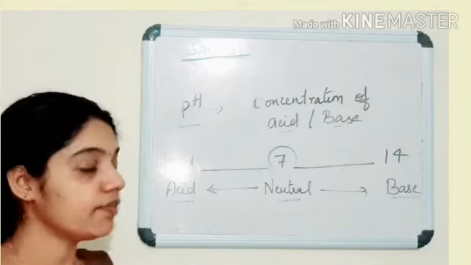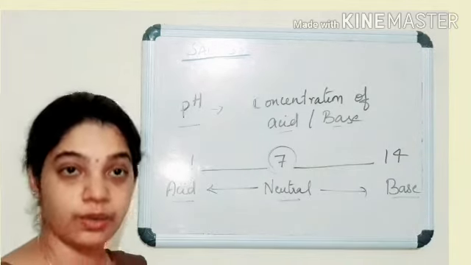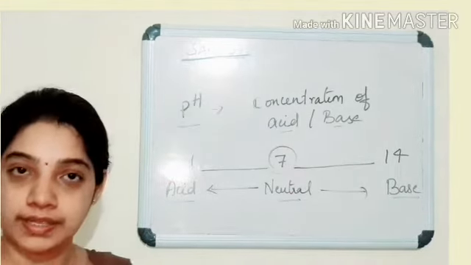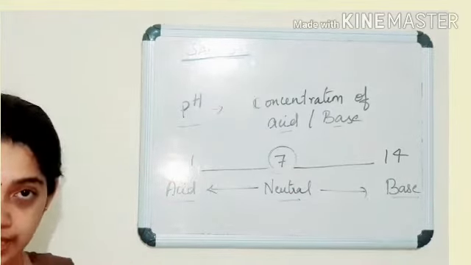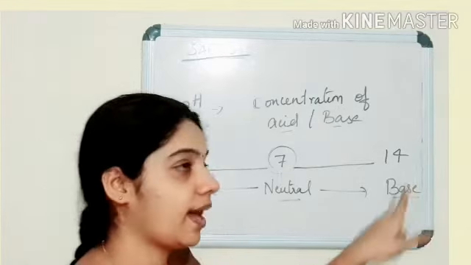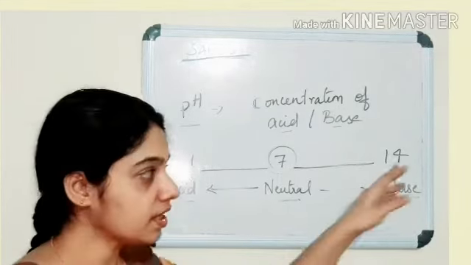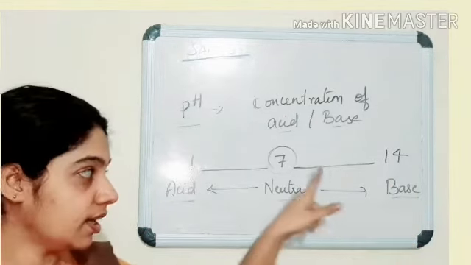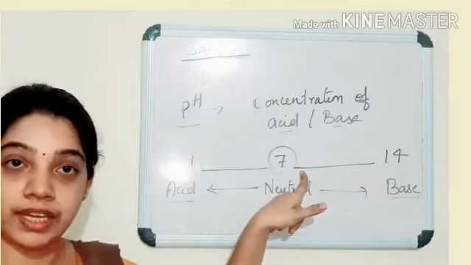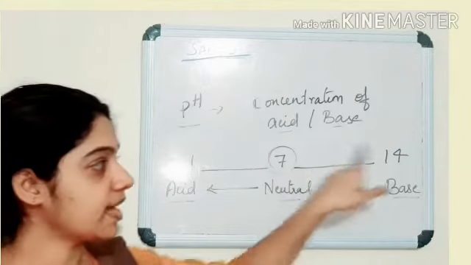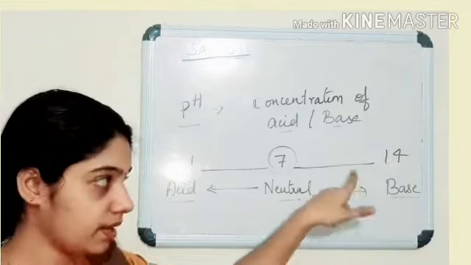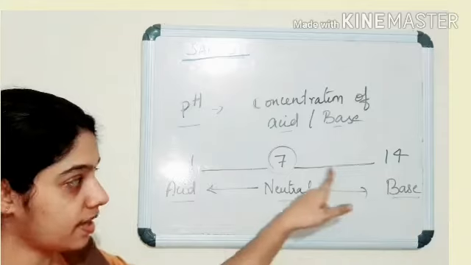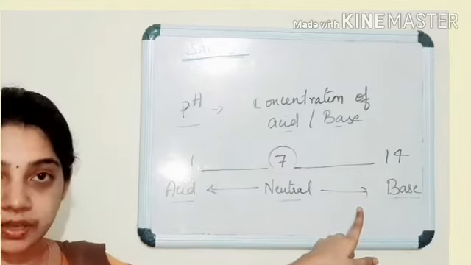Then if the value of the pH is between 7 and 14, we call them a base. So all the bases will have a value between 7 and 14, right? If it is near to 14, it is a very strong base. But if it is near to 7, it is a weak base. The range between 7 and 14 is a base. When it approaches 14, it is a very strong base. When it approaches 7, it is a weak base.